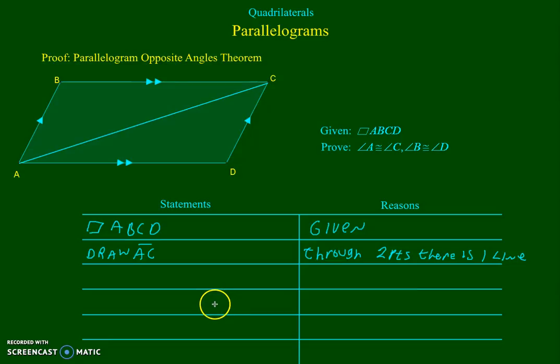Now we can do our thing that we did before. Because this is parallel to this, we know that this angle is congruent to this angle, and I'm going to add these numbers 2, 3, and 4. And because this is parallel to this, these two angles are going to be congruent.